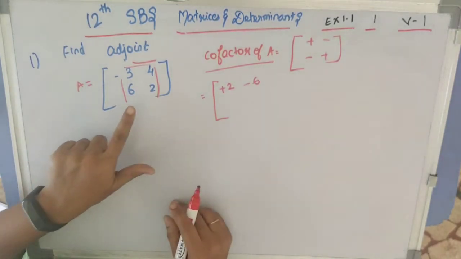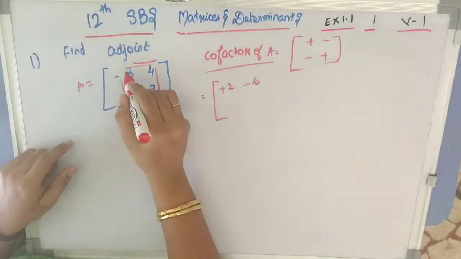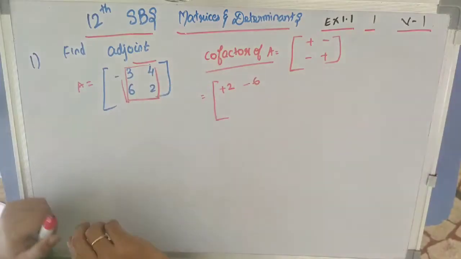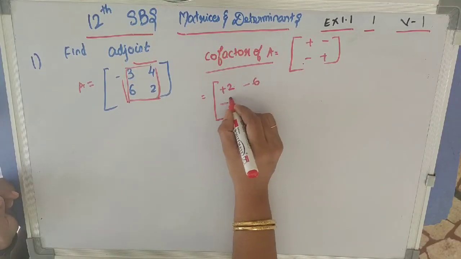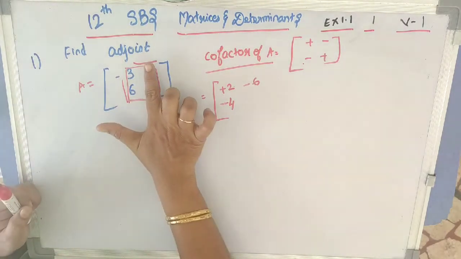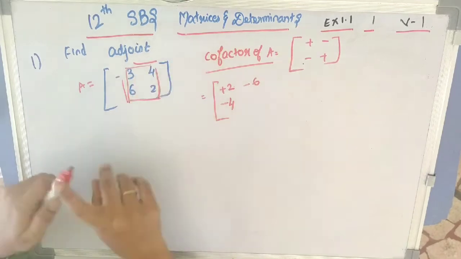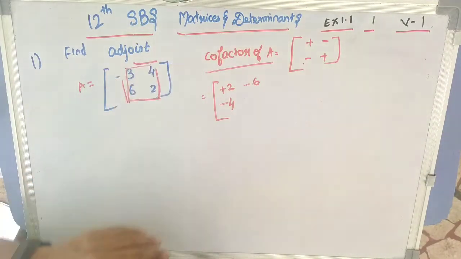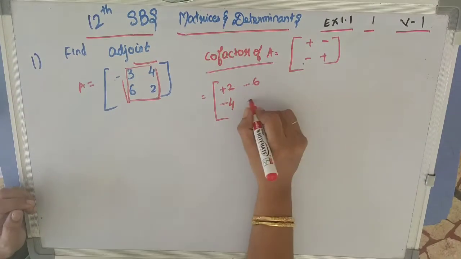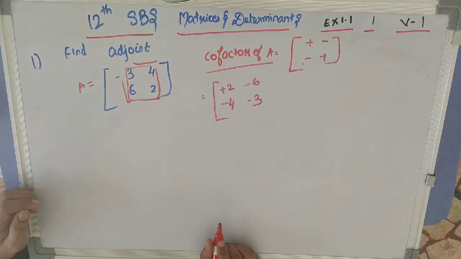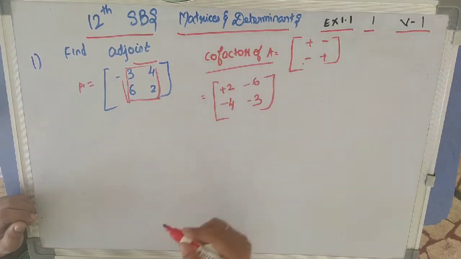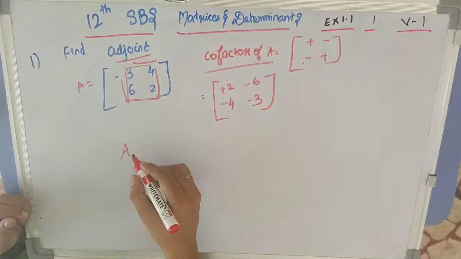Now let's find the cofactor of 6. Where is 6? It is in row 2 and column 1. On eliminating that, I have only 4. I am using sign convention minus, so minus 4. Now the cofactor of 2. It is in column 2 and row 2. On eliminating the 3 numbers, the remaining is minus 3. The sign convention is plus, so plus into minus is minus, so minus 3. So 2, minus 6, minus 4, minus 3 is the cofactor of A. I hope you are following me.